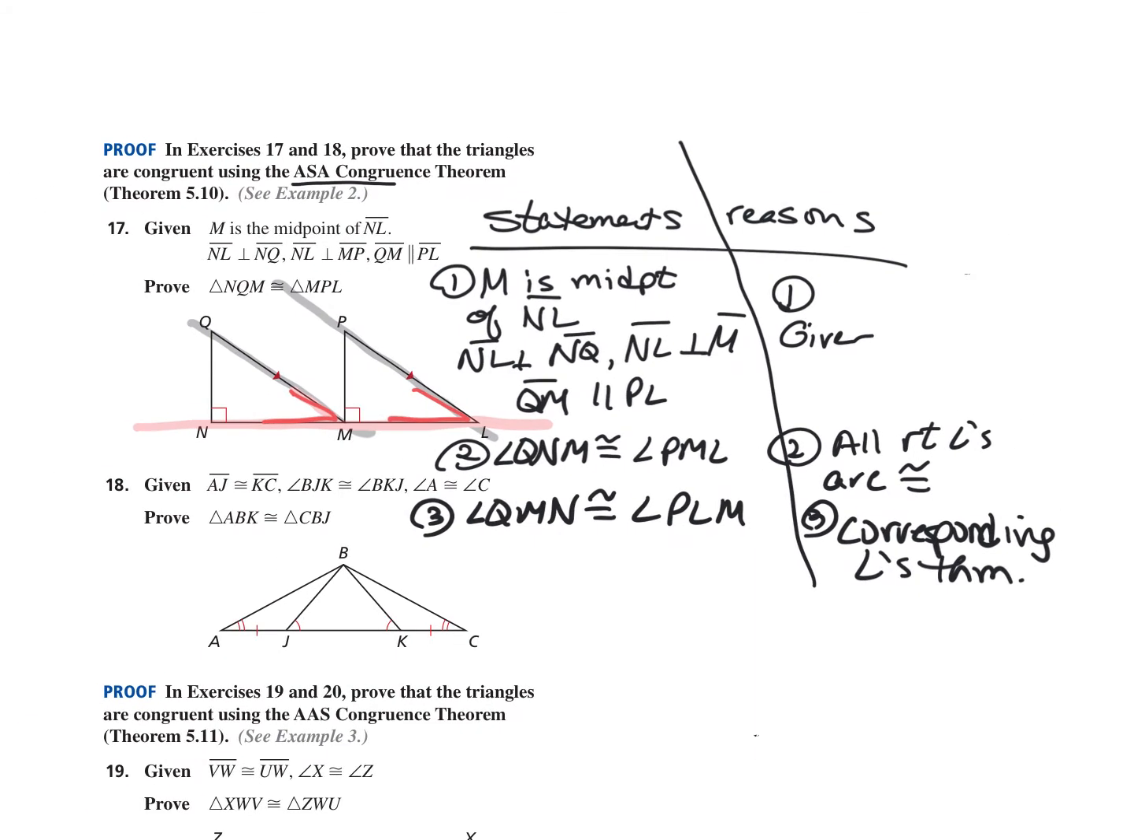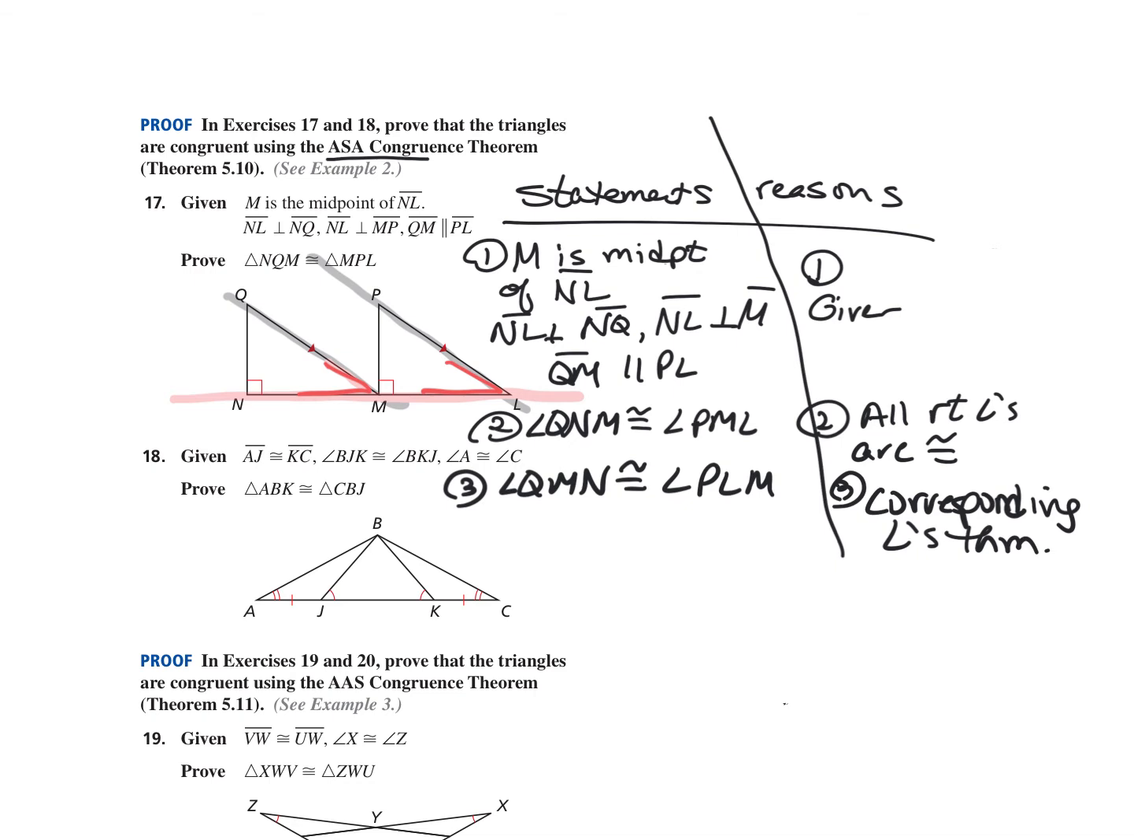And then next thing I can do is use the given that M was the midpoint. So I can go here and show what a midpoint does. It splits this segment into 2 congruent pieces. So I can state that NM is congruent to ML by definition of a midpoint.